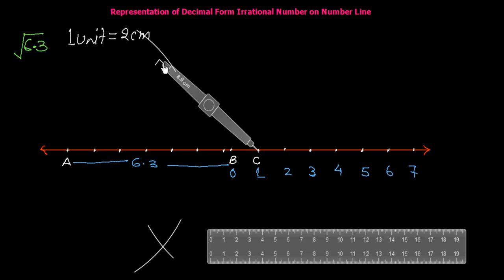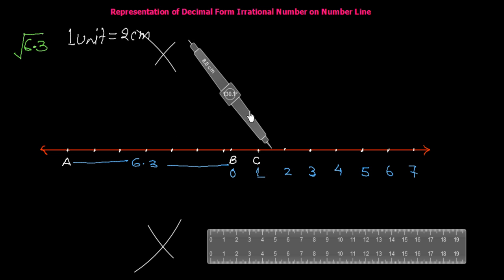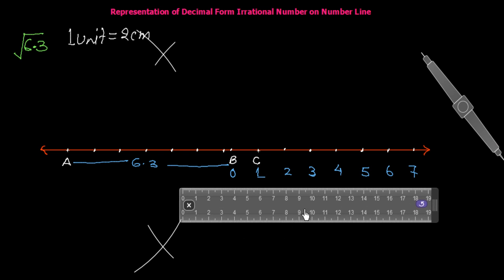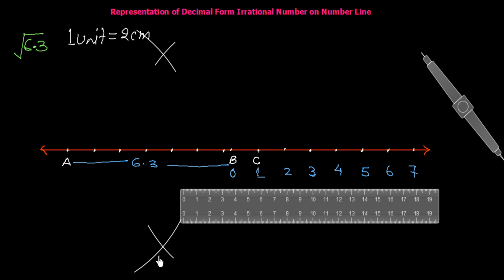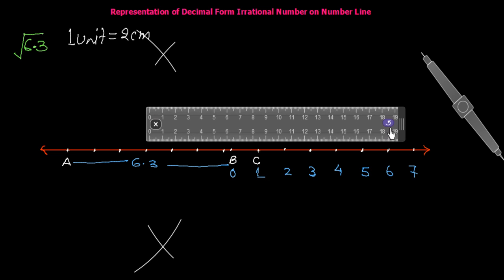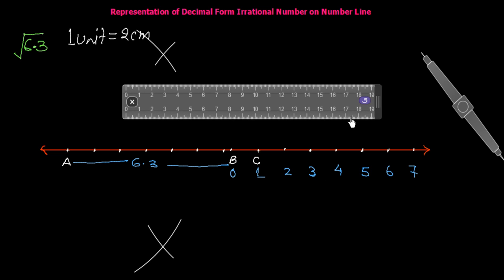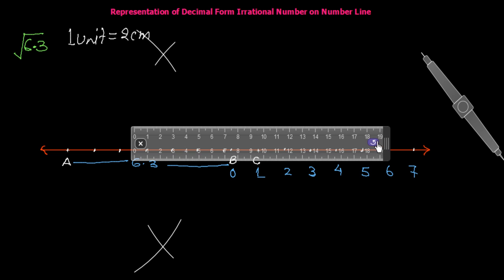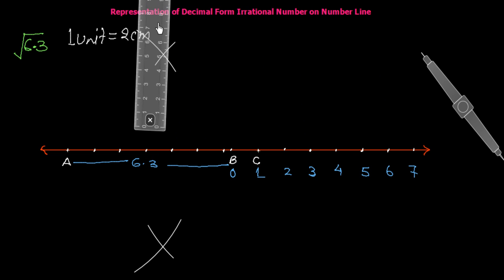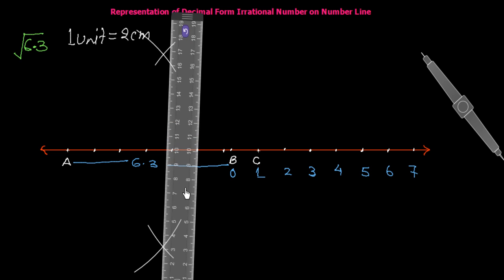Now what I have to do is draw a perpendicular through these two intersecting points, which is passing through these two intersecting points, with the help of a ruler. So with the help of this scale, we draw this. First, we have to put this scale here.